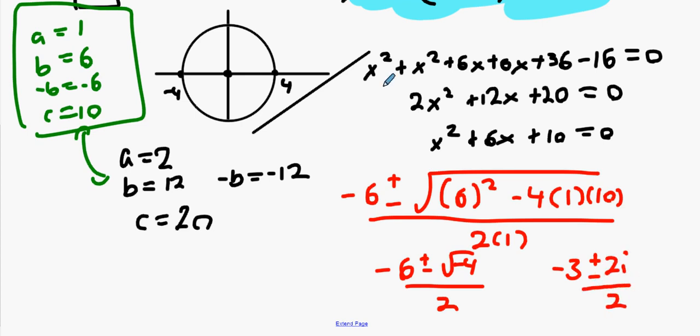which is 2i. Oh, sorry. No, we got that wrong. Minus 6 plus or minus 2i over 2. The first answer will be minus 3 plus i, and the second answer will be minus 3 minus i.